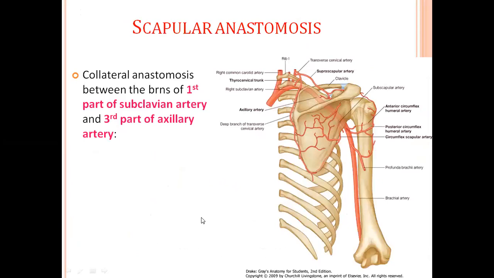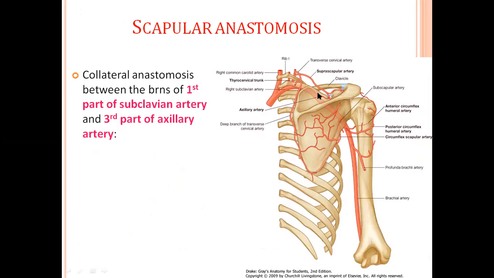Now, apart from this, what did we learn? We have seen the axillary artery, its branches, and its relations. Then we will talk about scapular anastomosis. Questions like this usually come as a short note or very short note, generally for 3 marks.